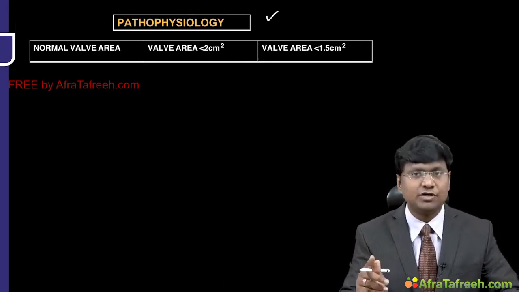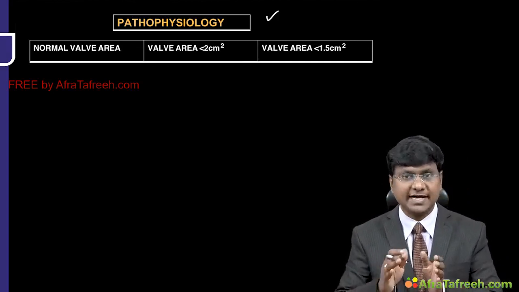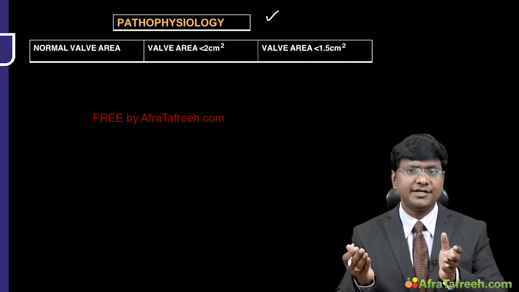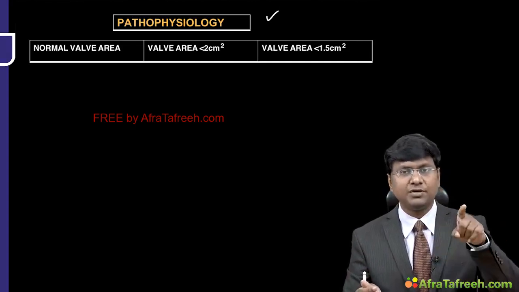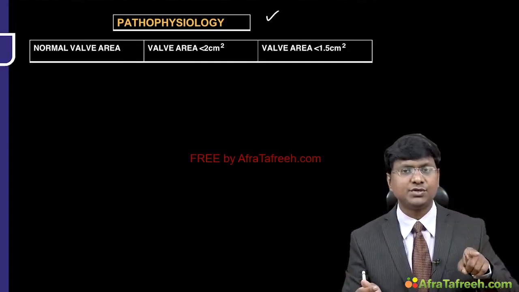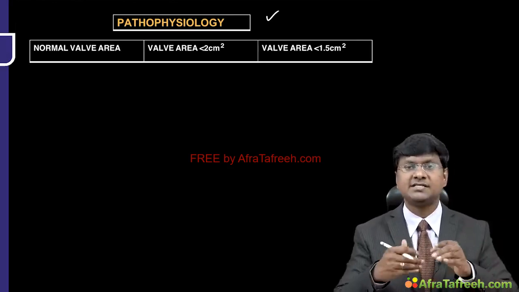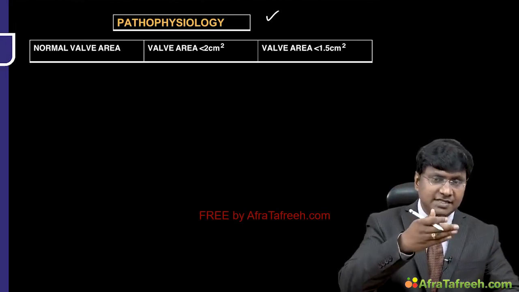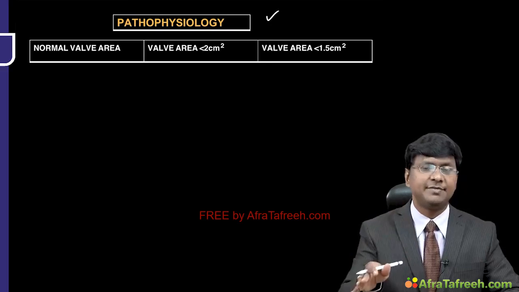Now, let me discuss the pathophysiology in mitral stenosis. Basically what happens is, as the severity of the mitral stenosis increases, the left atrial pressure increases and there will be backflow of the fluid. So, from left atrium to the pulmonary veins, from the pulmonary veins to the pulmonary capillaries, that can cause pulmonary edema. And not only that, as the severity of the mitral stenosis increases, from the pulmonary capillaries, the pressure is reflected back into pulmonary artery, causing pulmonary arterial hypertension.